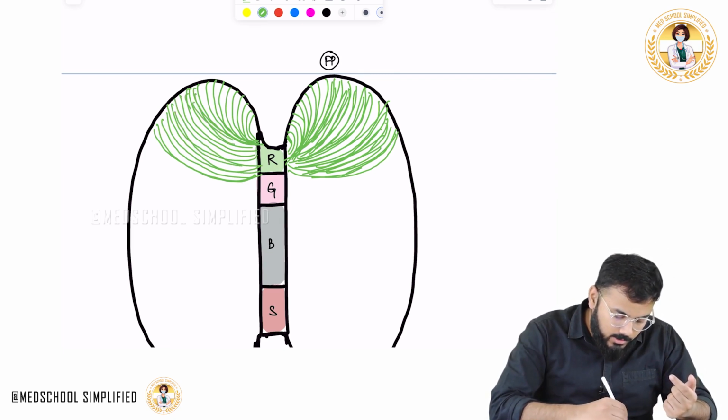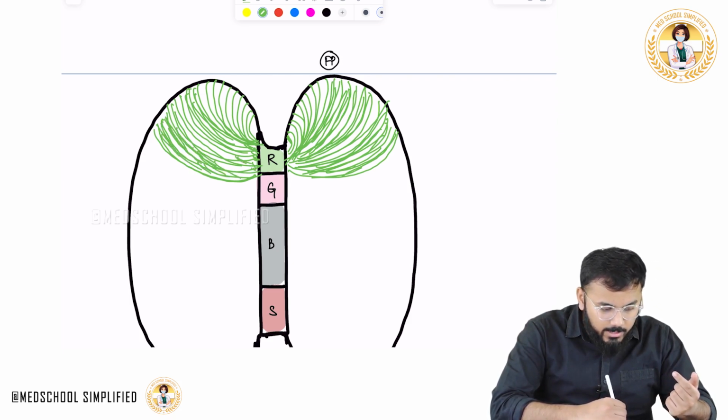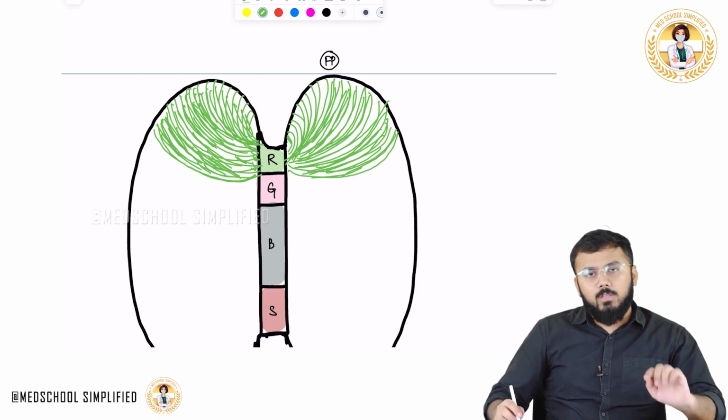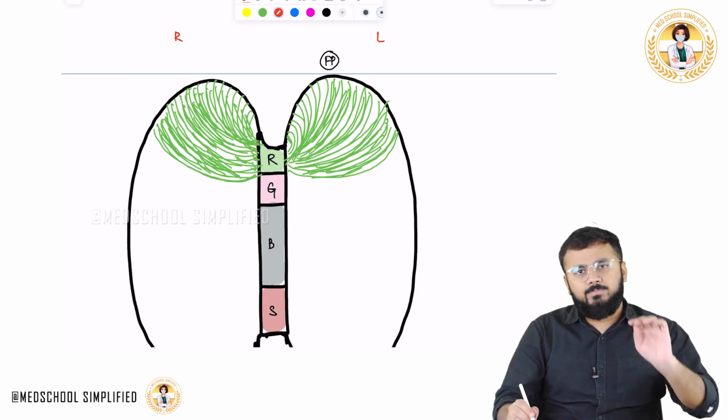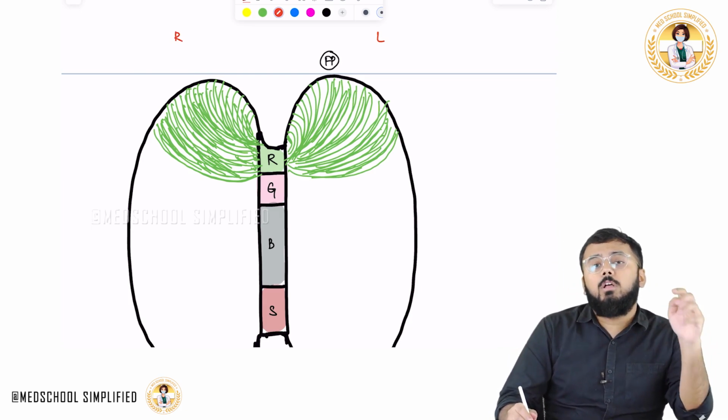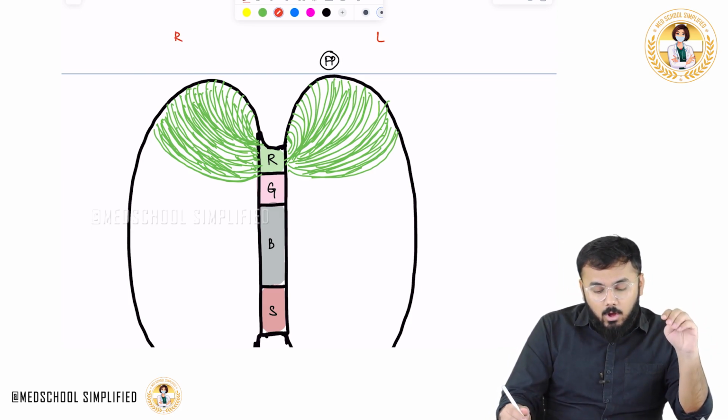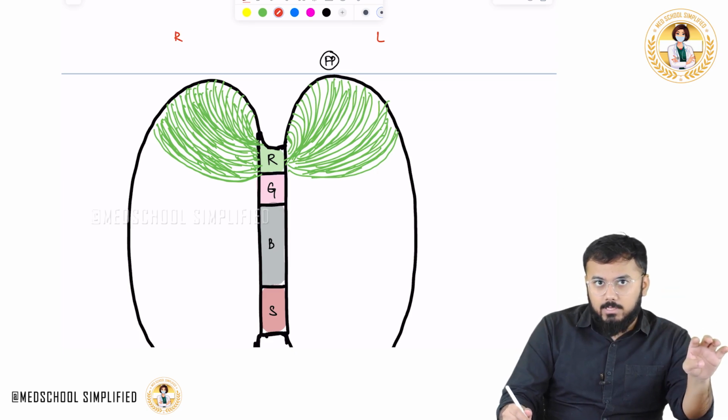You see these fibers which I am drawing right now, right? These bundle of fibers, these bundle of commissural fibers, are arising from the orbital surface. So what is happening? Just look here. Let us say this is the right half, this is the left half. These bundle of commissural fibers originate from the orbital surface, right?